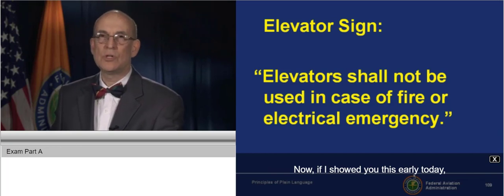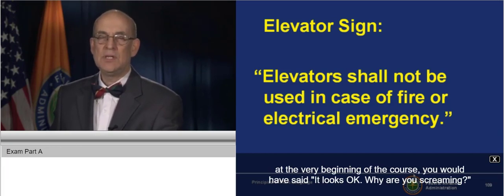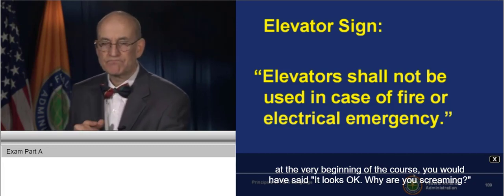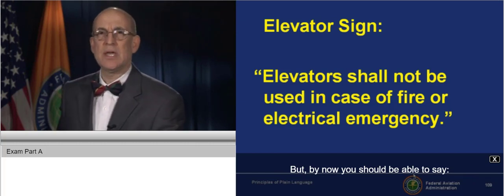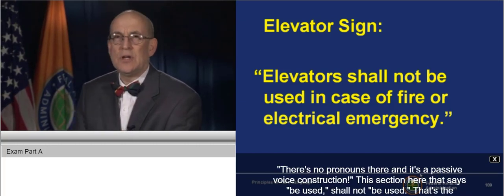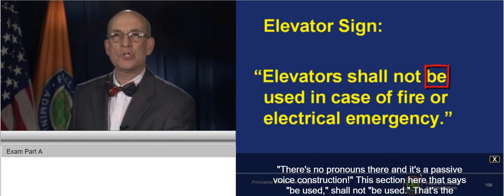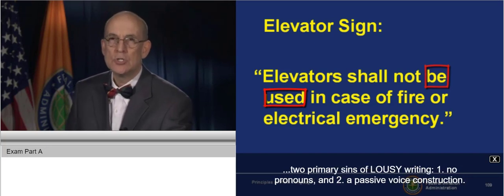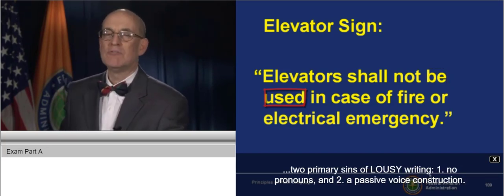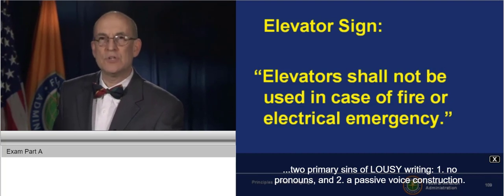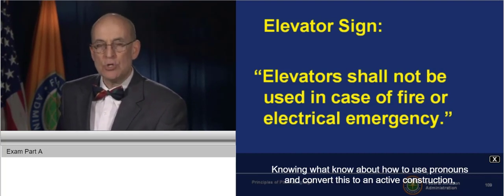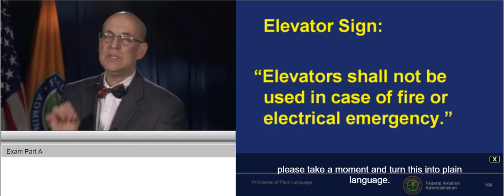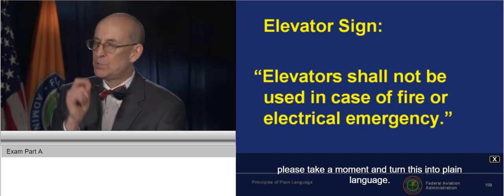Now, if I showed you this early today, at the beginning of the course, you would have said, it looks okay, why are you screaming? But by now you should be able to say, there's no pronouns there, and it's a passive voice construction. This section here that says be used, right, shall not be used. Two primary sins of lousy writing: no pronouns and a passive voice construction. Knowing what you know about how to use pronouns and convert this to active construction, please take a moment and turn this into plain language.